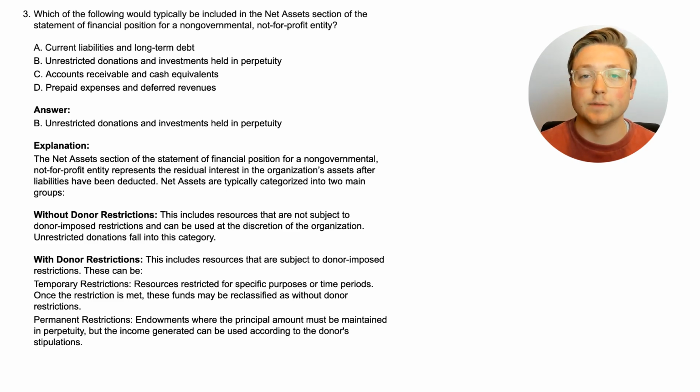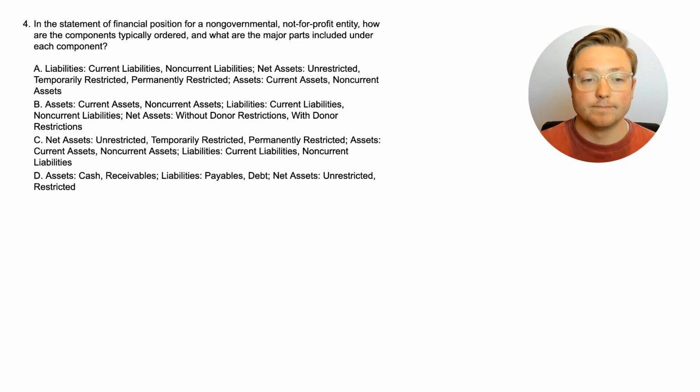Let's go to the next question. Okay, here we are at question 4. And this is the last question for this video, just a reminder. In the statement of financial position for a non-governmental not-for-profit entity, how are the components typically ordered and what are the major parts included under each component? Now, this is a pretty easy question as well. Pretty straightforward because you have to think of it as this is pretty much a balance sheet.